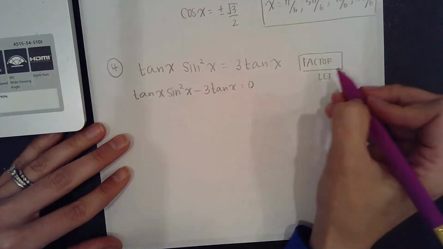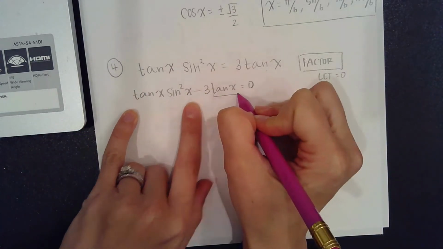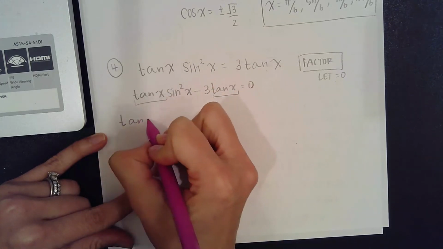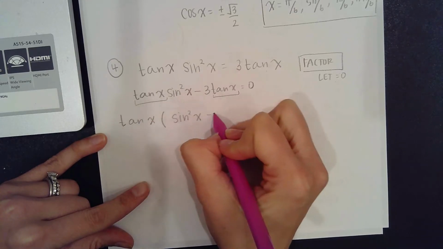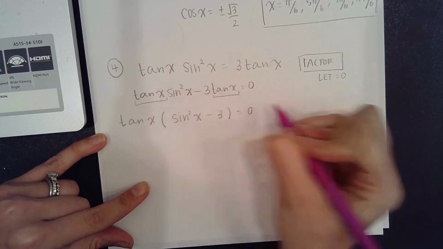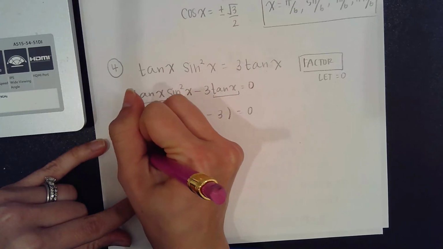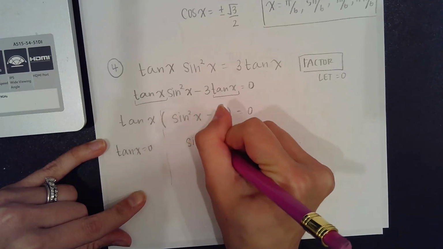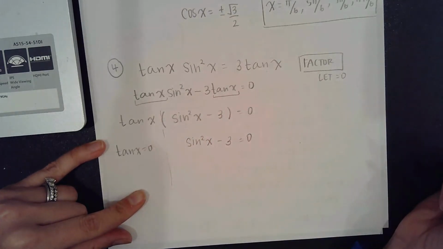So to factor this, so now that it's equal to 0, I can factor this. So I can factor out a tangent of x. So if I factor that out, then I'll have a sine squared x minus 3. And then we're going to set both of those equal to 0. So where is tangent of x equal to 0? And where is sine squared x minus 3 equal to 0?